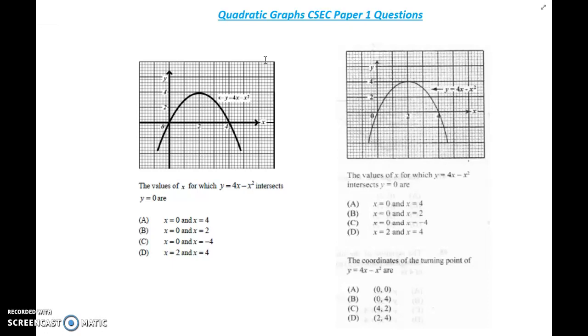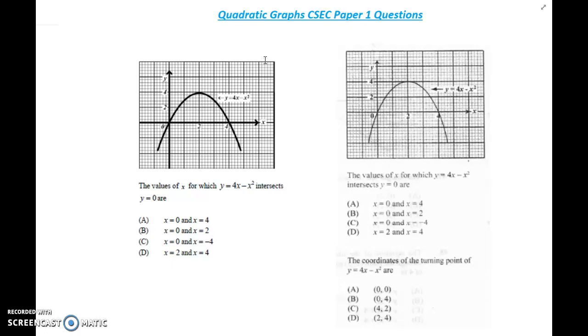So looking at the question on the left here, we have our maximum curve, right? Remember we just said maximum curve. So we want to know the values of x for which y equals 4x minus x squared intersects with y equals 0. First of all, we need to know where y equals 0 is. So what you must remember is y equals 0 anywhere on the x-axis. So this here is the x-axis, right? Anywhere on the x-axis, y is 0.